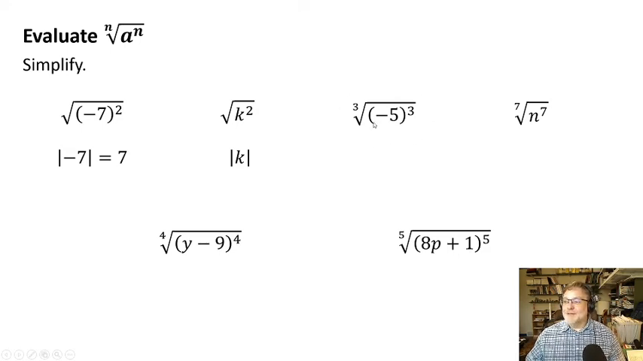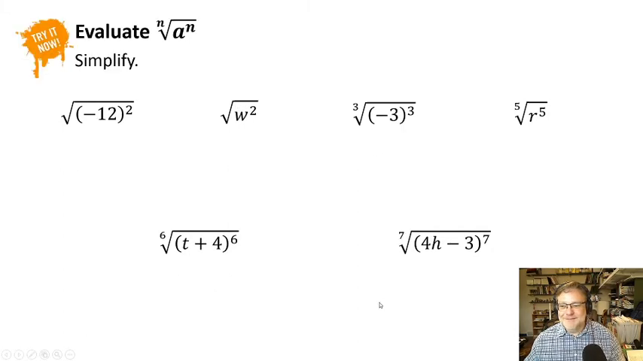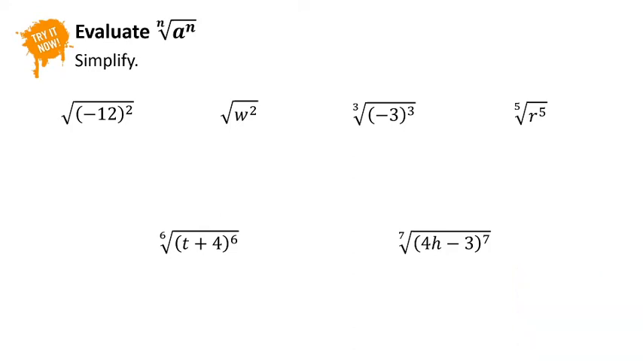This one's an odd root taken of an odd exponent, 3 and 3, so yeah, things just cancel each other out. Same thing here for when it's a variable. Here it's even again, and so this has to be the absolute value of y minus 9. And lastly here, this is an odd pair of root and exponent. So this just reduces to 8p plus 1. So here's an example of another 6 problems, very much like those. Take some time for them.